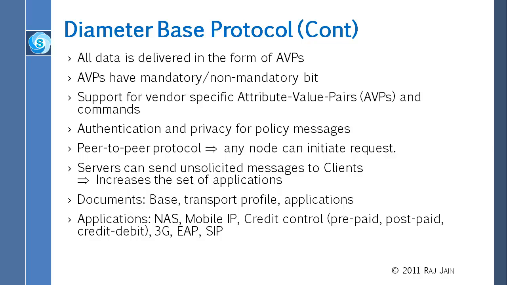Authentication and privacy for policy messages. So authentication simply means MAC, the message authentication code, and privacy means encryption. For some messages that have to be sent, there is encryption and integrity. Peer-to-peer protocol, any notification request. So now this is totally peer-to-peer as opposed to RADIUS, which is client-to-server.